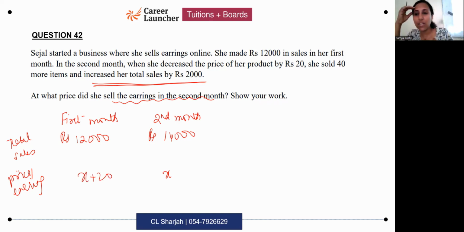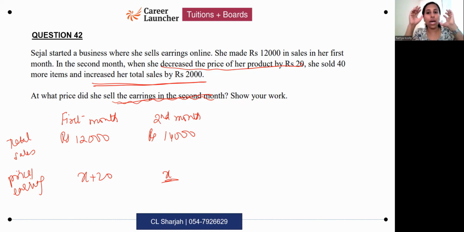Okay, so this is just one advice which I generally give students. Whatever you have to find, I generally prefer keeping that only as X. Since I want to find the price per earring in the second month, I'm putting that as X. Now you need to find price per earring in the first month. Look at the question. This is the decreased price, decreased by 20. That means in first month it was 20 rupees more. So it is X plus 20.